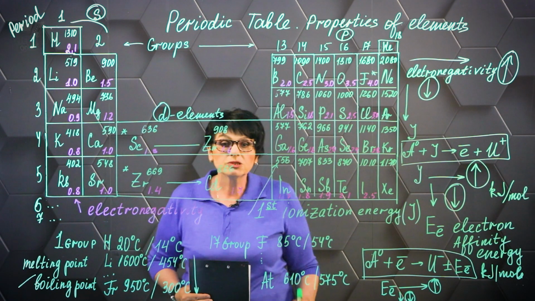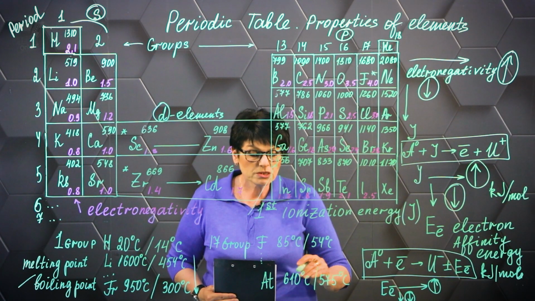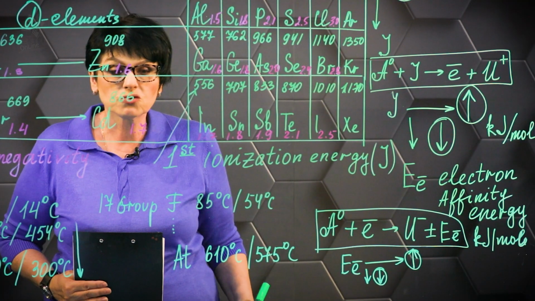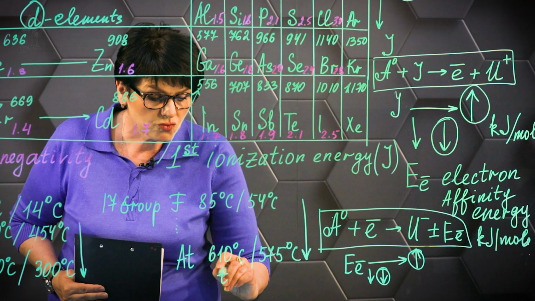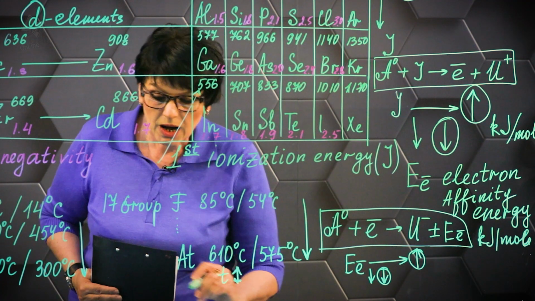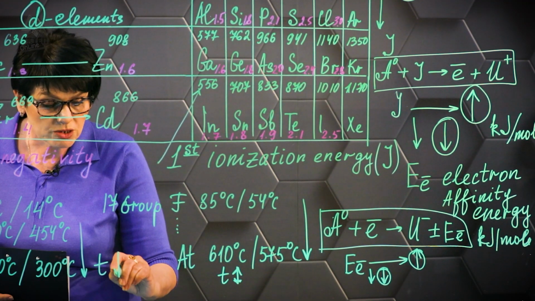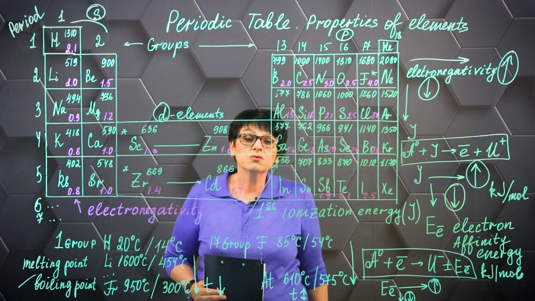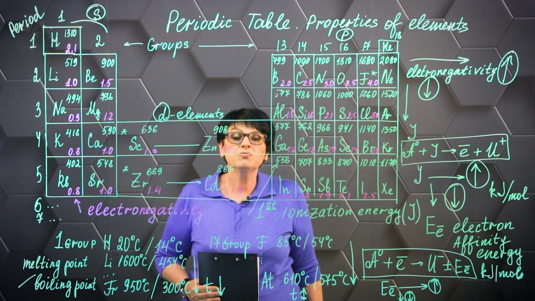But if we take the 17th group of elements, notice, here from top to bottom, both melting and boiling temperatures change exactly the opposite. So in this direction, these temperatures will naturally increase. And over here, the temperatures are naturally decreasing. It turns out that there is also a periodic relationship between temperatures, which can be traced by periods.